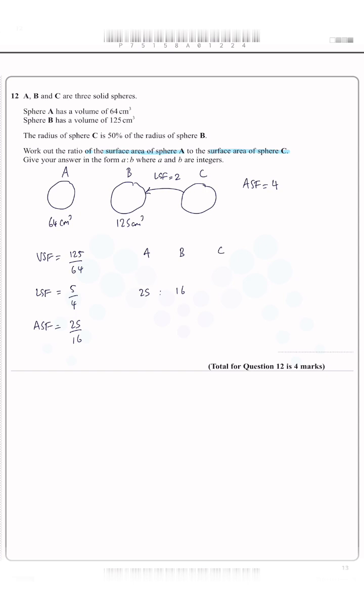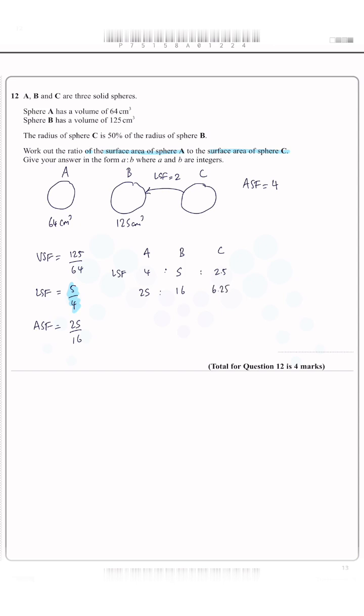So let's see over here. Now, if I compare just the length scale factors first, the first one over here for between A and B was 5 and 4. So my length is 5 over here, 4 over here. And for C now, because C is half the length of B, then that must be 2.5. Now, if that's 2.5, if I was to square that, it would give me 6.25 as my area scale factor.